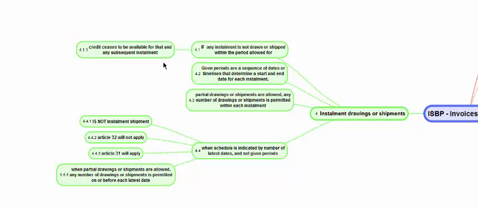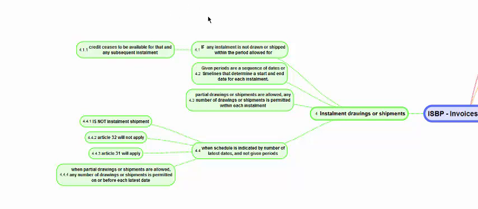Suppose the LC says 100 units should be shipped in January, 100 in February, 100 in March, and in January 100 has been shipped, in February only 50 has been shipped, 100 not shipped. The balance 50 cannot be shipped in March. Not only that, the 100 supposed to have been shipped in March also cannot be shipped unless and until the issuing bank and applicant agree to amend the LC.